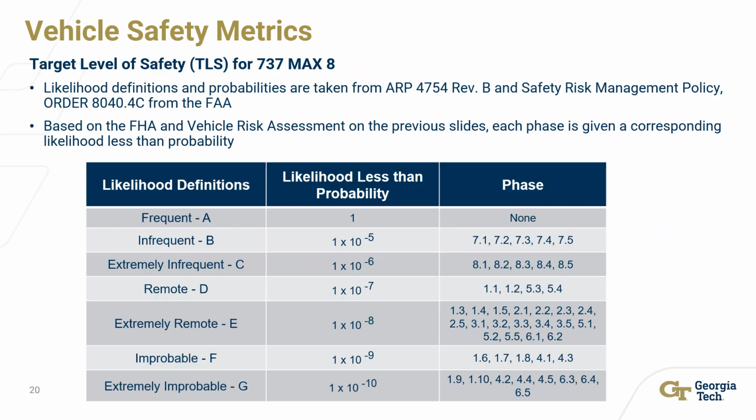The target levels of safety are shown here for the 737 MAX 8 for the vehicle hazards at each phase of flight. The targets are shown as a goal to be less than the designated probability value. The probability values for the corresponding likelihood definitions were taken from ARP 4754 and FAA Order 8040.4C.